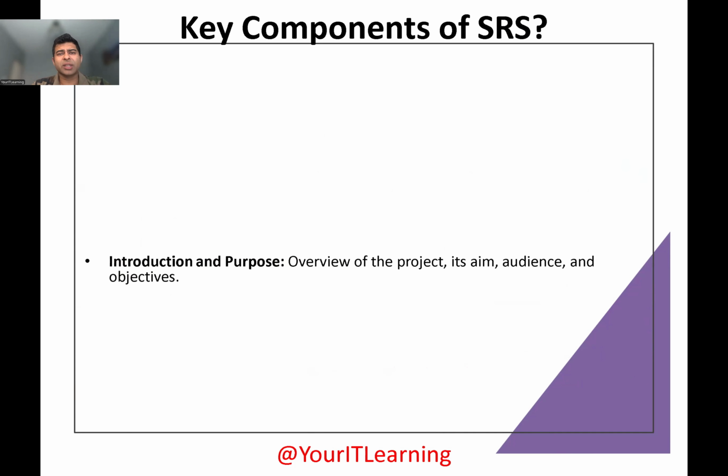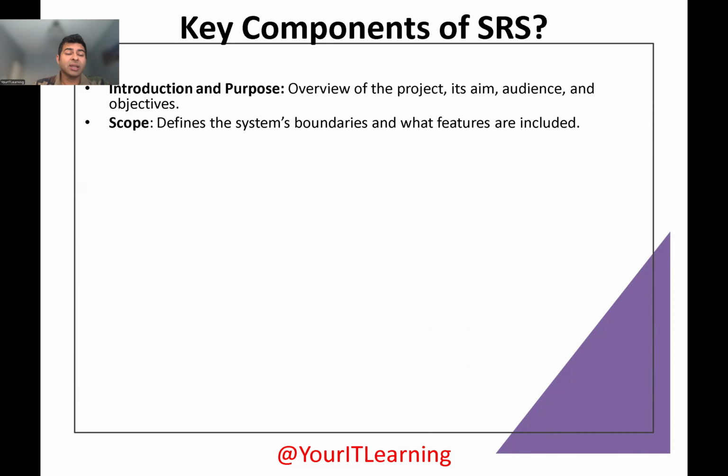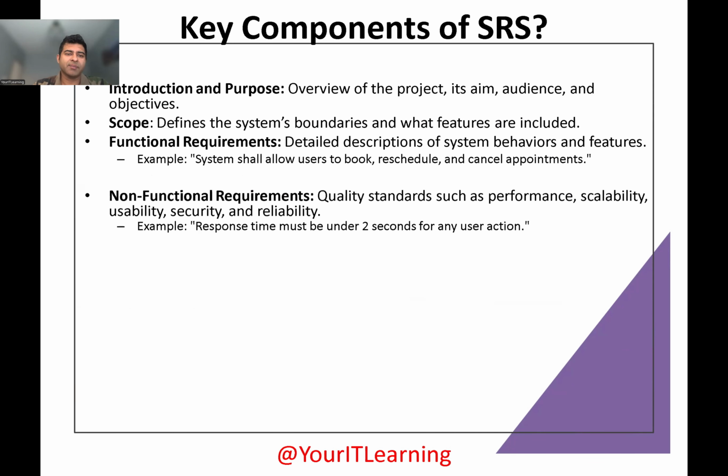Now let's discuss what the key components of SRS are. Introduction and purpose: an overview of the project, the aim of the project, audience and objective. What is the scope? It defines the system boundaries and what features are included or excluded. Functional requirements: a detailed description of system behavior and features. For example, the system shall allow users to book, reschedule, and cancel appointments.